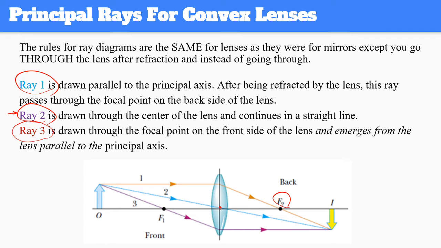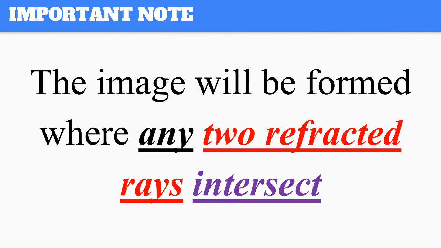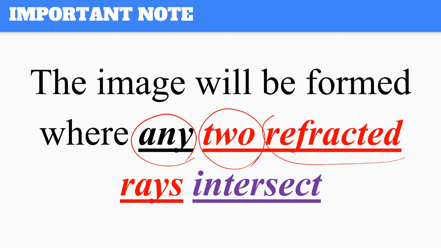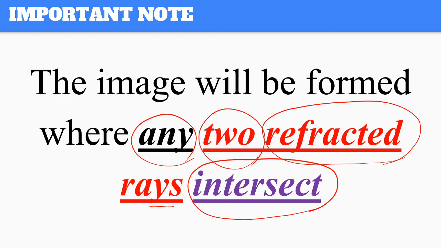Alright, so these are the principal rays, and we're going to need those to basically create the images. Because remember, where any two rays intersect, we are going to have the image. So I want to remind you again, the image will be formed where any, it doesn't matter which two, but we're going to need two refracted rays, since we are using lenses, and we are looking for the intersection.